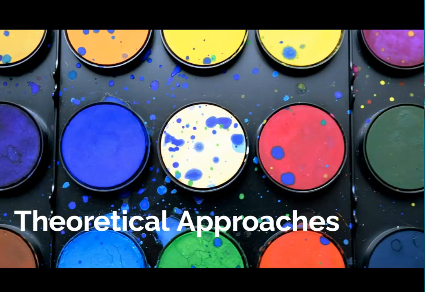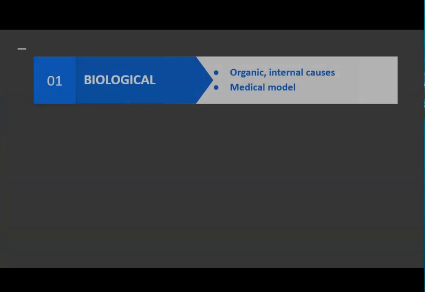Now, what can cause a person to develop a psychological disorder? Like this palette of paints here, there are different theoretical approaches that can explain the underlying causes of disorders. The biological approach believes that psychological disorders have organic, internal causes. In other words, the brain, genetic factors, and neurochemical influences may play a role.